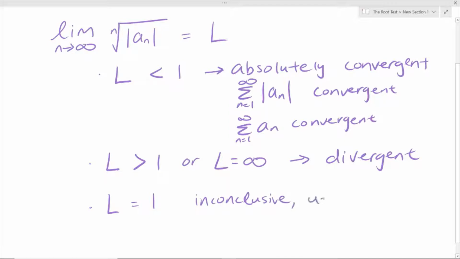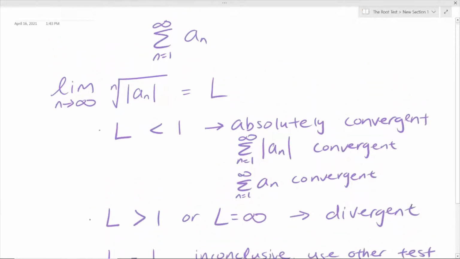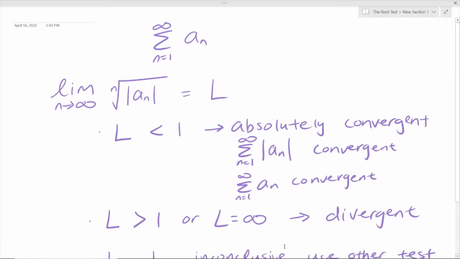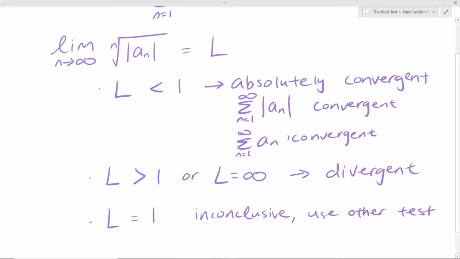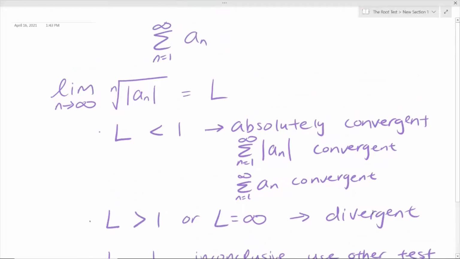Inconclusive, use another test. So it's very similar to the ratio test. Same cases, right? If it's less than 1, it's absolutely convergent and convergent. If it's greater than 1 or equal to infinity, it's going to be divergent, and if it's equal to 1, it's inconclusive. We have to use a different test, very similar to the ratio test.